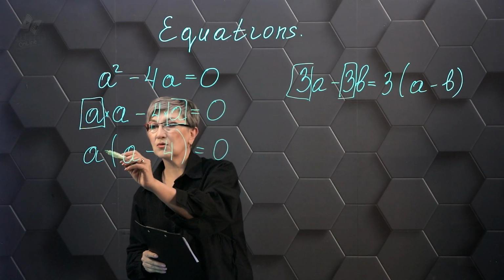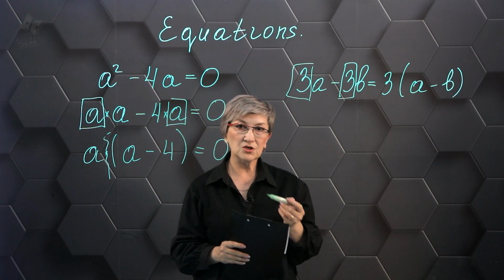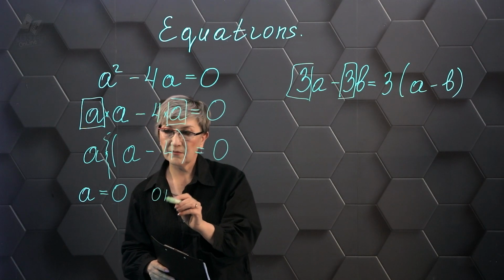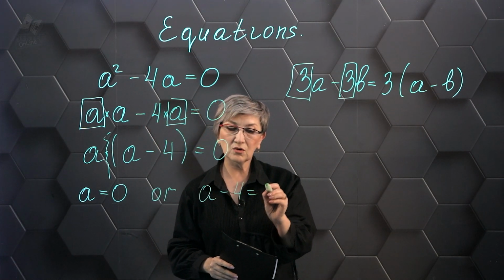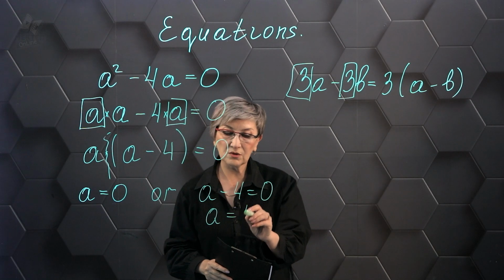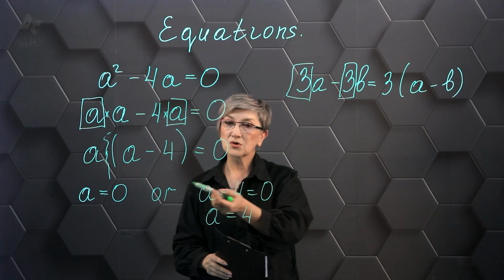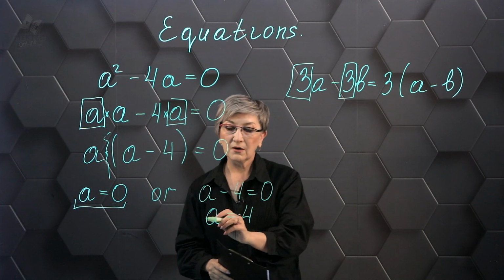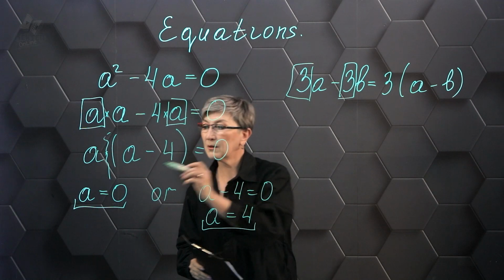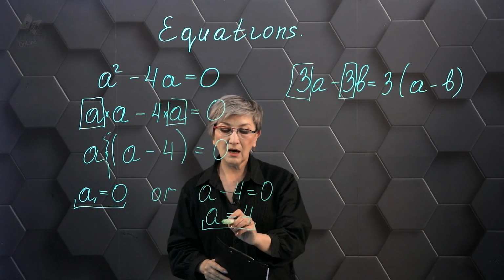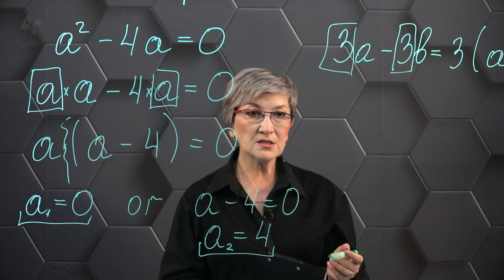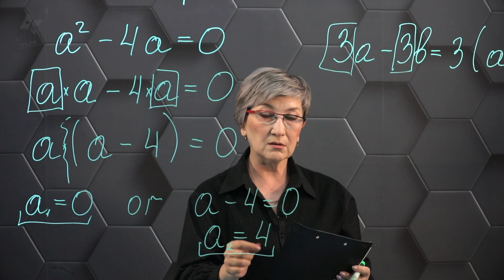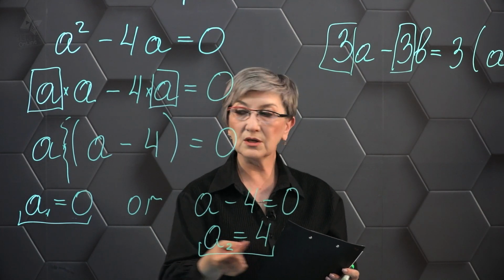And let's remember that we broke such equations into two parts. And then I can write that a equals 0, or a minus 4 equals 0. And then a will equal 4. Notice that we got two roots in this equation. The first root equals 0 and the second root equals 4. So I can write down that a first equals 0 and a second equals 4. Very often you ask, does the first equal 0 and the second equal 4? No, you can write a first equals 4 and a second equals 0.